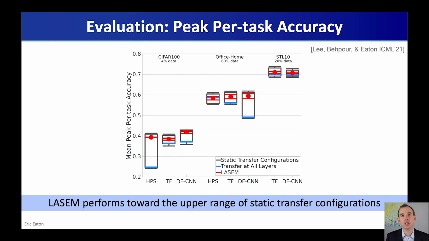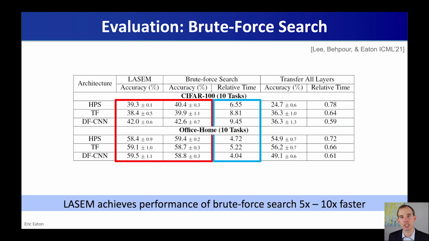And what we see is that, first off, we just use a static transfer configuration. The range is really wide in terms of performance. If we try to transfer at all layers, you get the line that's in blue, which doesn't perform all that well. Instead, lifelong architecture search allows the automatic selection of an architecture which does much better than if we chose transferring at all layers or a randomly chosen static transfer configuration.